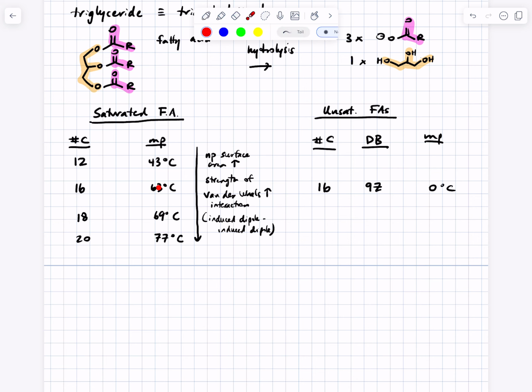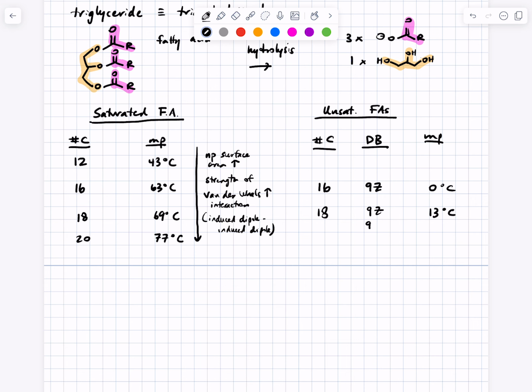Now you should sort of gasp a little at that. It used to be 63, now it's 0. All we did is put in 1 double bond. So that's a pretty dramatic change. Similarly, there are various 18 carbon fatty acids. One that has just 1 double bond and its melting temperature is 13.